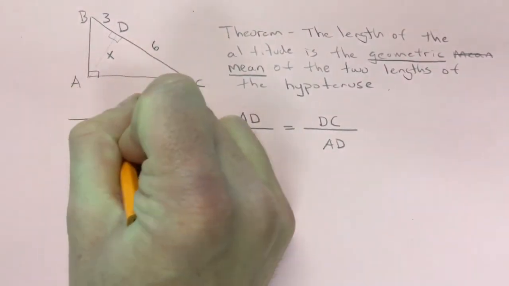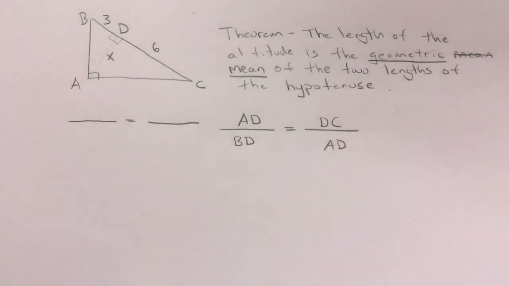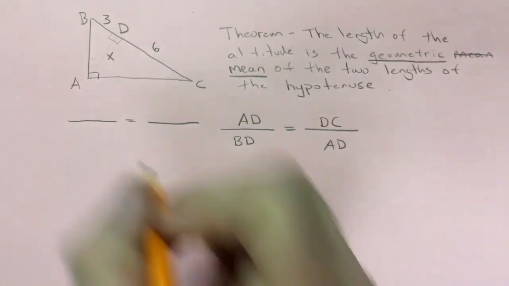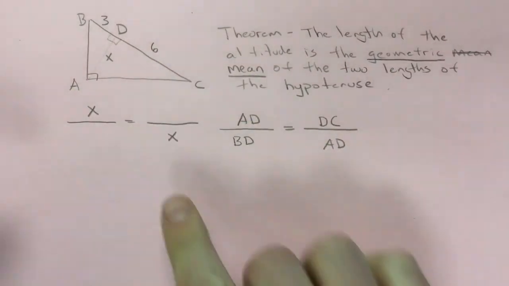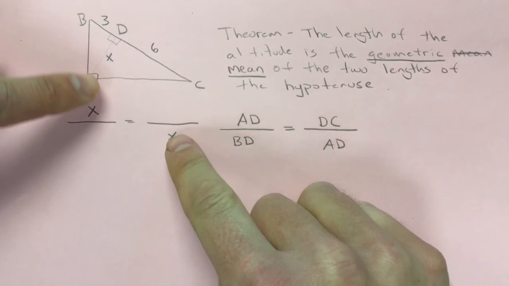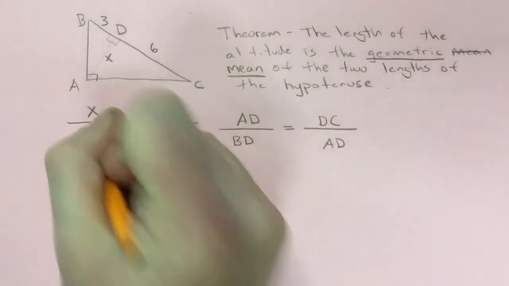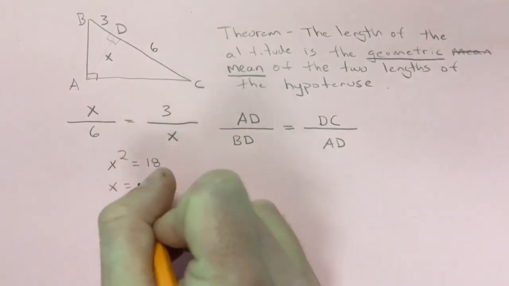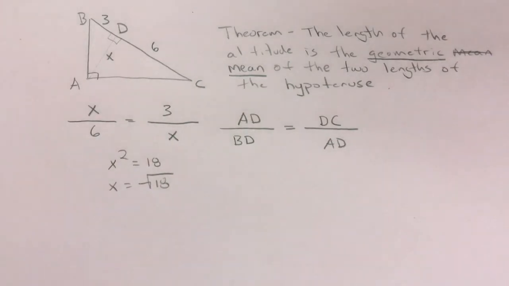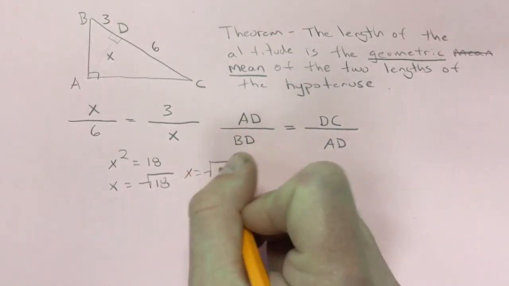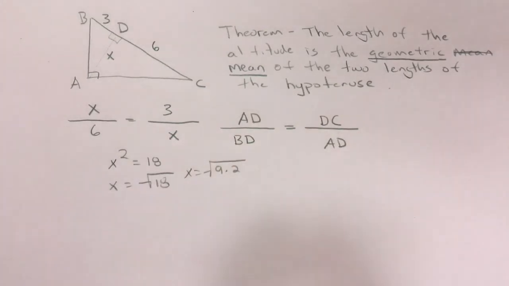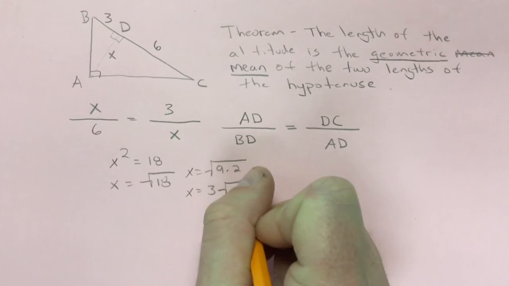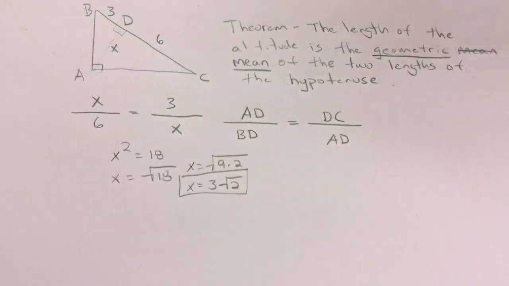So I know that I need to set up a proportion where the altitude is mentioned twice. Since the altitude is the geometric mean, it is mentioned here and here. It also could have been here and here. It's the geometric mean of the two parts of the hypotenuse. I cross multiply and I get x squared is 18. Then x is the square root of 18. The most professional way to write my answer is as a simplified radical. What two things multiply together to get 18, where one is a perfect square? 9 times 2, and the square root of 9 is 3. The best answer for this one is 3 times the square root of 2.